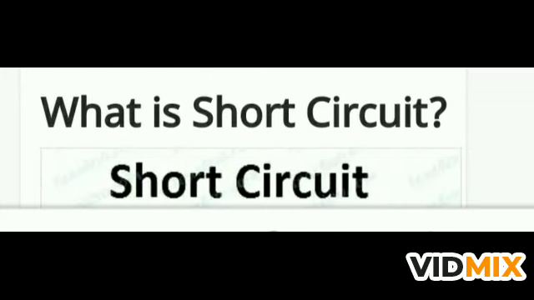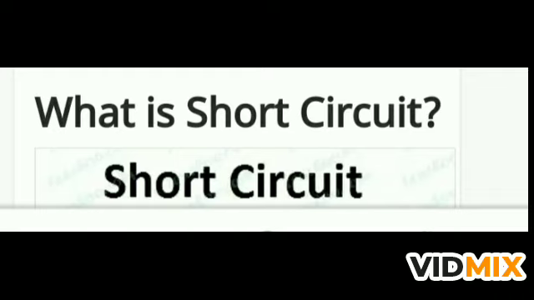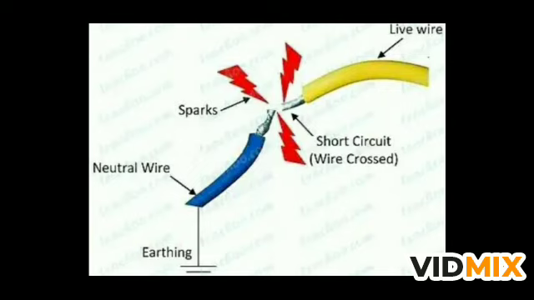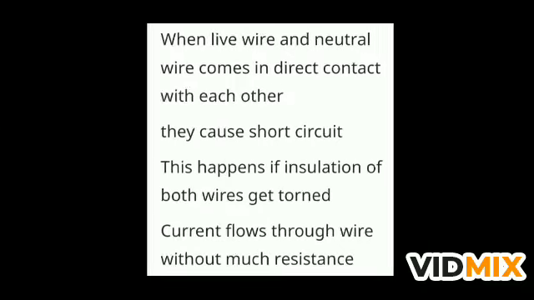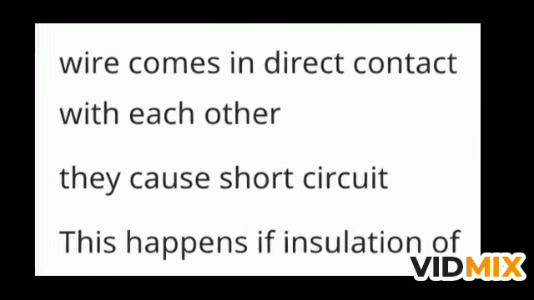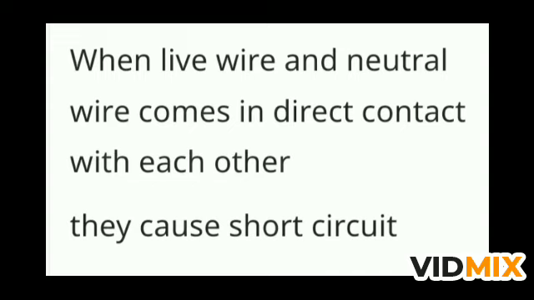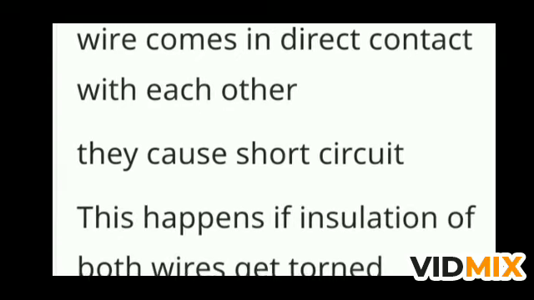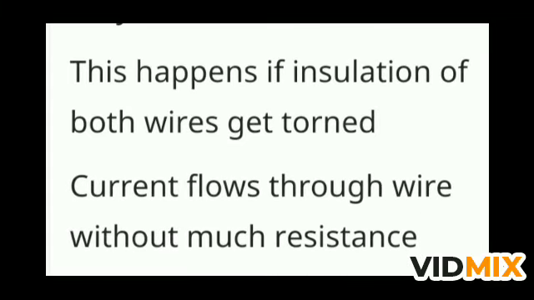What is a short circuit, or what is the meaning and how does it happen? If we see that there is a live wire and a neutral wire, when they are connected, a sparking is there, and we say that the circuit is short. So what is a short circuit? When the live wire and the neutral wire come in direct contact with each other, they cause a short circuit, and this happens if the insulation of both wires gets torn and current flows through the wire without much resistance.